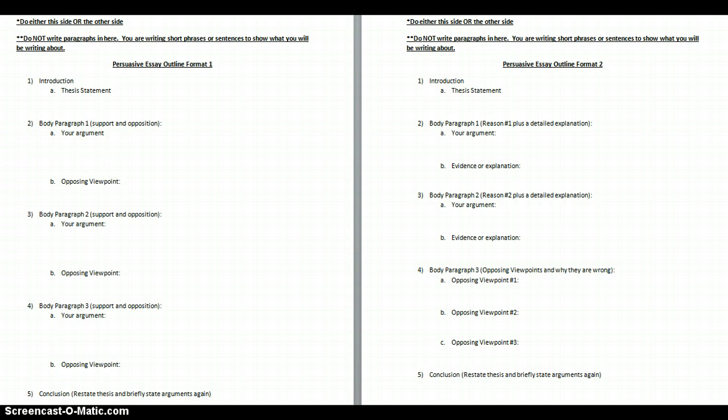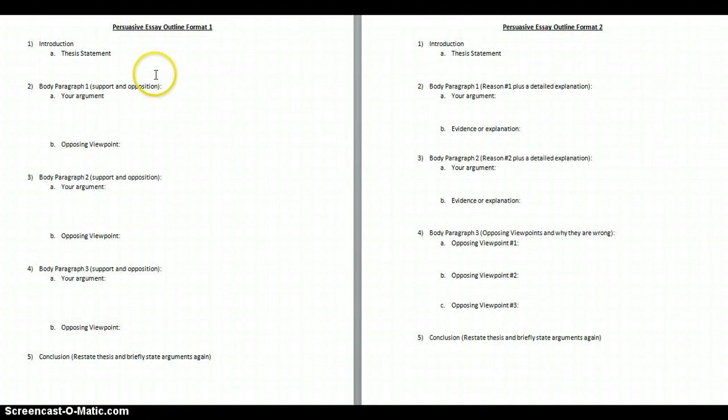So on Tuesday the 27th in class, you received a paper with both of these, one on the front, one on the back. You're going to do one side or the other, not both. And you're not writing paragraphs in here. You're writing phrases or short sentences. Okay? Now the outlines are different depending on how you plan on accomplishing this.